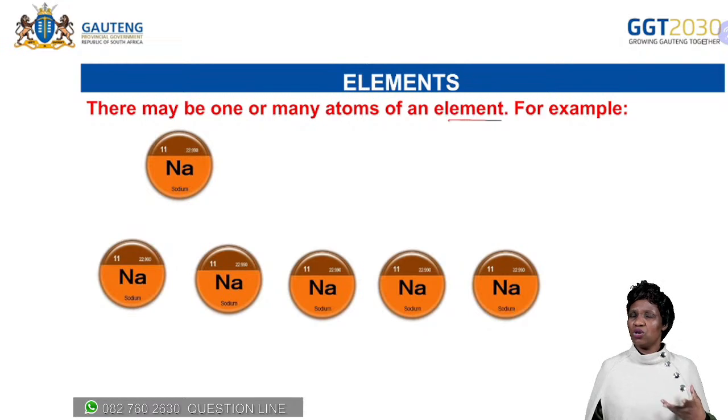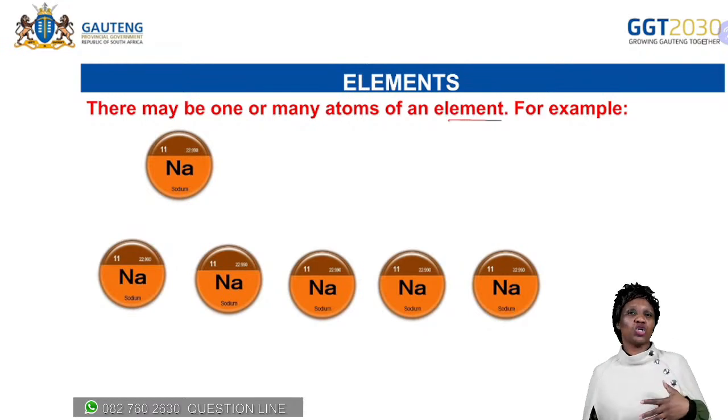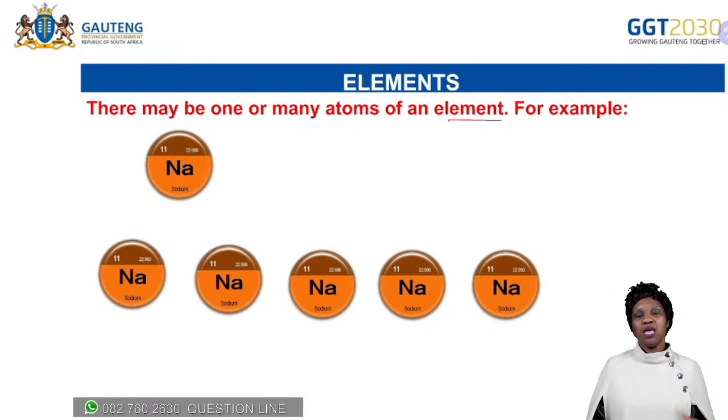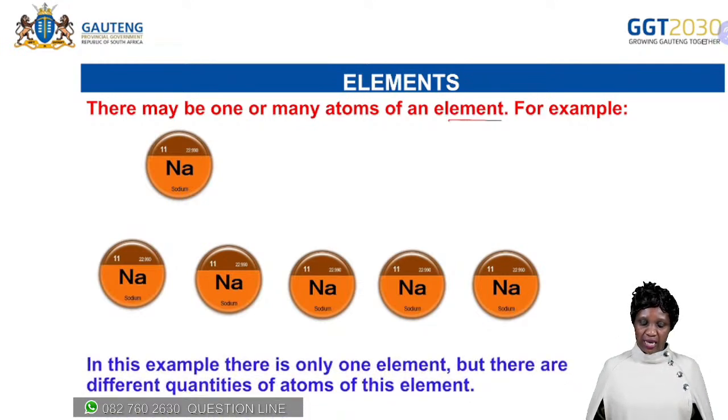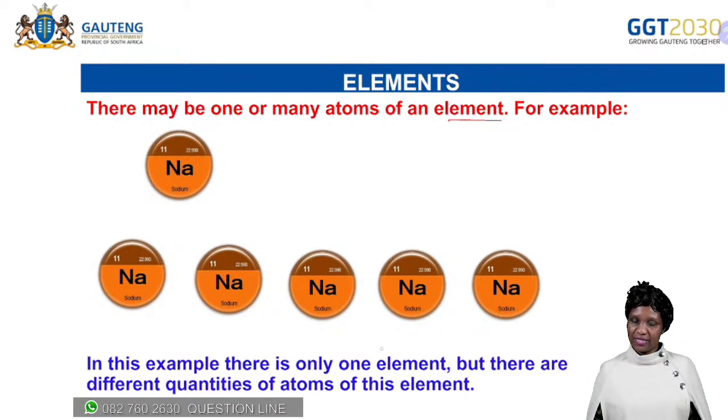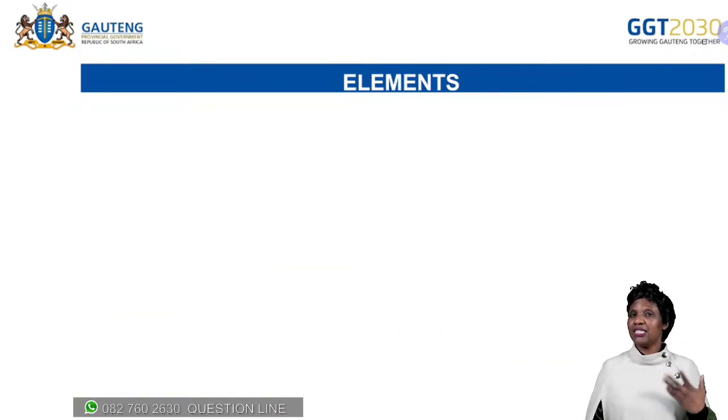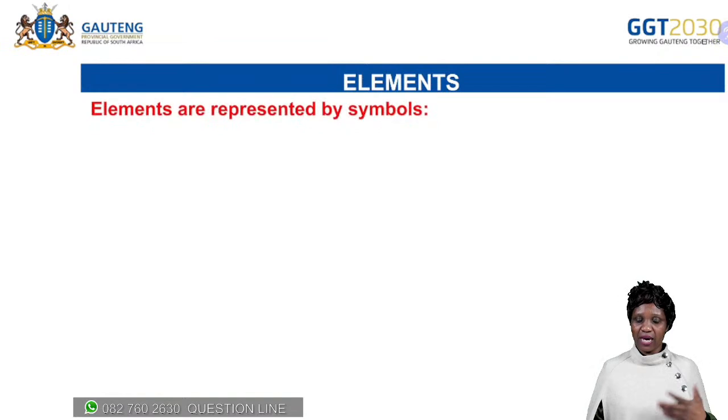How do we know that? We know that because of the atomic number and the atomic mass. In this example, there is only one element, but there are different quantities of atoms of this element. That's why I said the atomic number and the atomic mass.